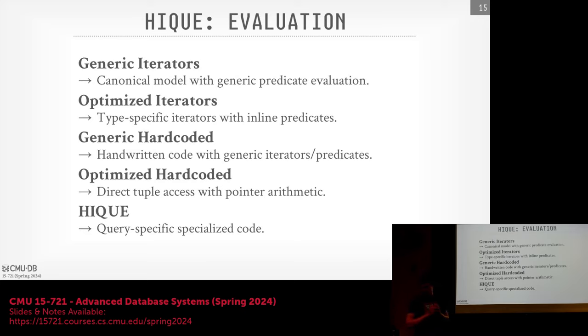All right, so I'm going to show some results from the HIQUE paper, and they're going to compare it against four other implementations. The first is a generic Volcano-style database system that is using generic predicates or expression trees and evaluating them. This is like the version zero of any database system somebody builds, like BusTub. Then they'll have type-specific iterators using, I think, C++ templates to inline as much as possible. Then a hard-coded implementation, a first pass written by a grad student. Then an optimized version written by another grad student. And then you have the HIQUE code, the ones generating the C++ code, right?